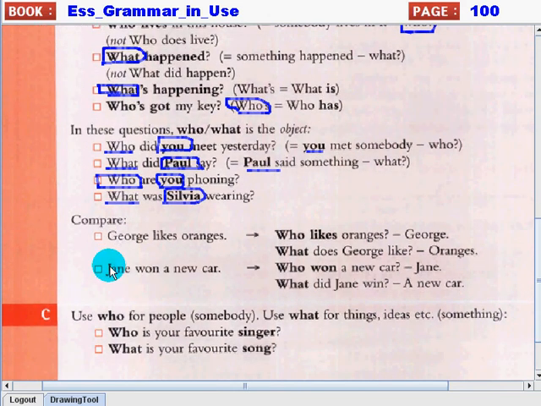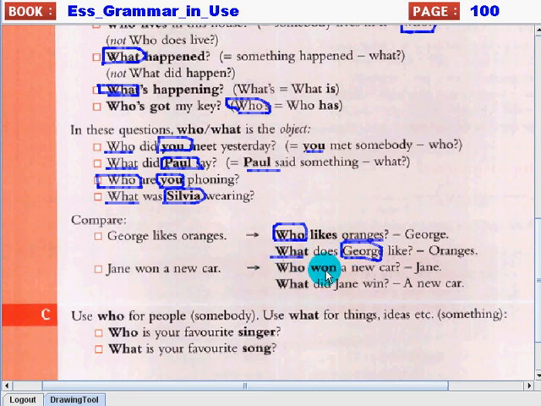Let's compare the following examples. George likes oranges. Who likes oranges? It was George. Okay? Who likes oranges? It was George. Who here is our subject? Okay? And our object is oranges. Right? Next, what does George like? What does George like? He likes oranges. Our subject here is George and our object is what?